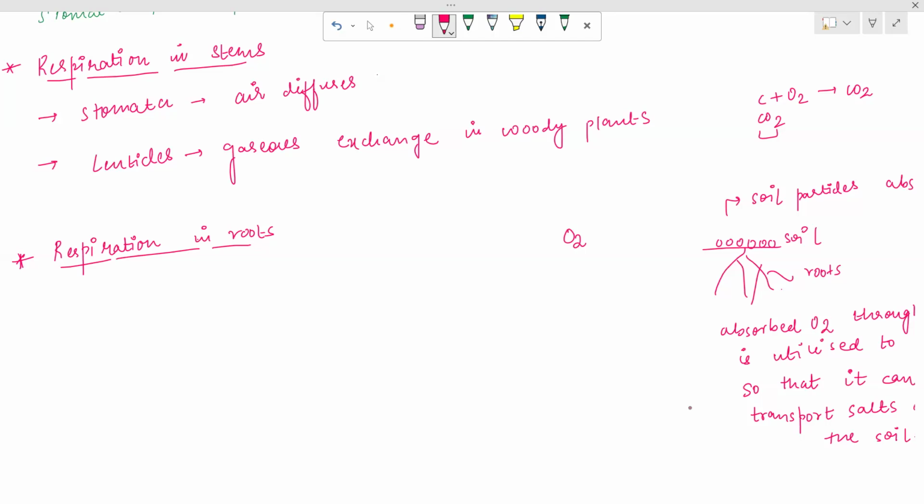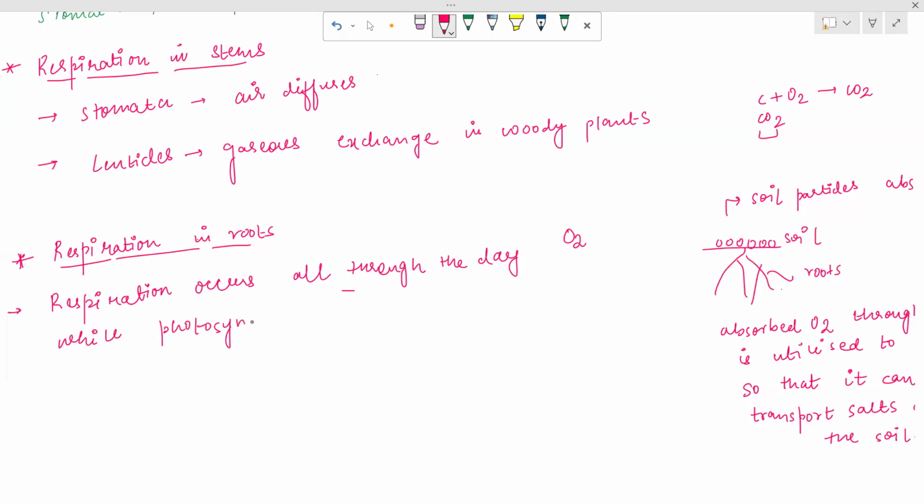Let me write this point, otherwise you will get confused. Respiration occurs all through the day, while photosynthesis occurs in the daytime.